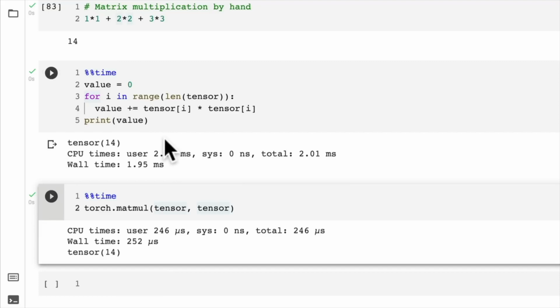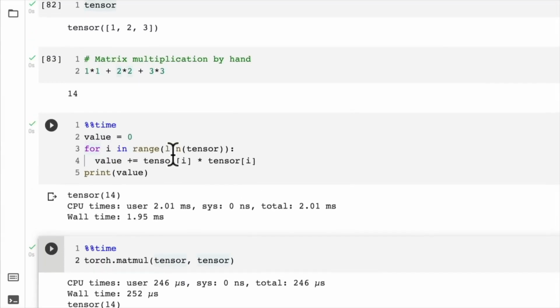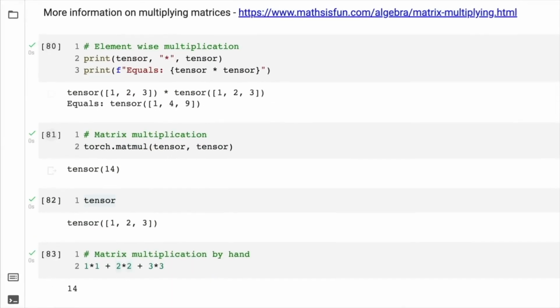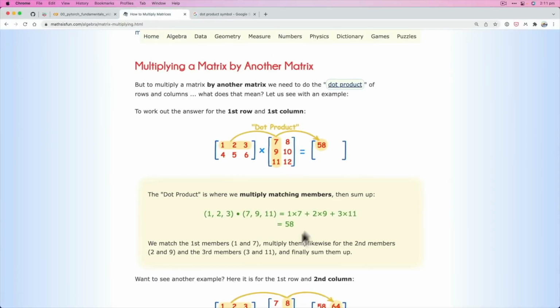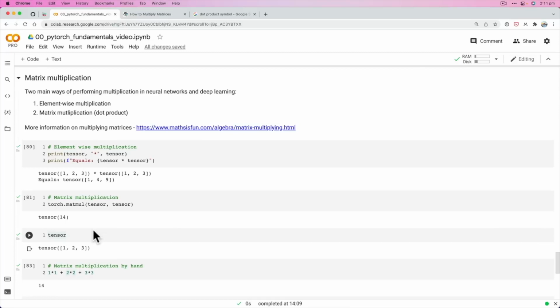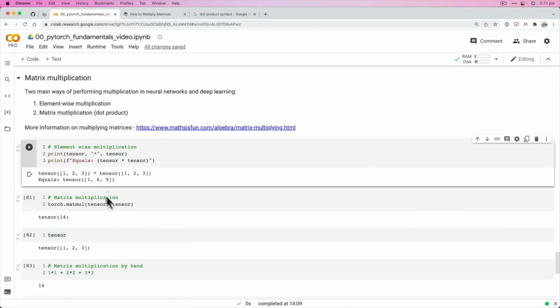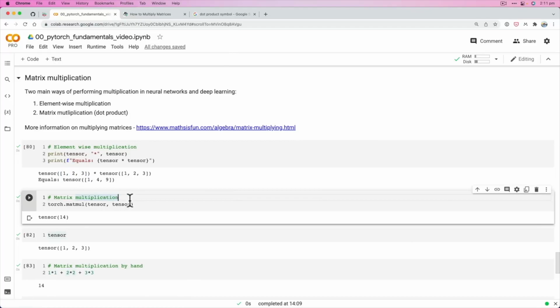But with that being said, that is the crux of matrix multiplication. For a little bit more, I encourage you to read through this documentation here by mathisfun.com. Otherwise, let's look at a couple of rules that we have to satisfy for larger versions of matrix multiplication. Because right now, we've done it with a simple tensor, only 1, 2, 3. Let's step things up a notch in the next video.